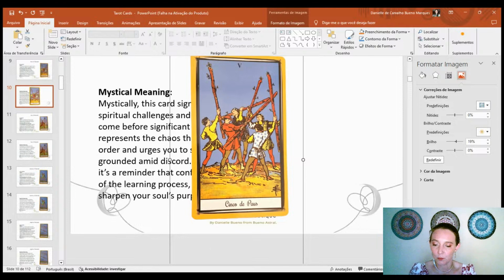Now let me see how it's in here. What else? Yes, dominance. This card is also talking about dominance because when we have people fighting over ego, we don't really have someone trying to reach somewhere. We don't have anyone trying to go in any direction. They're not being objective. They're not aiming for a goal together.